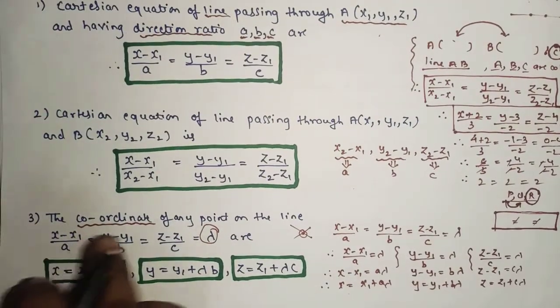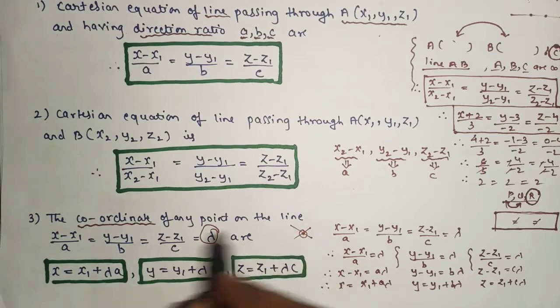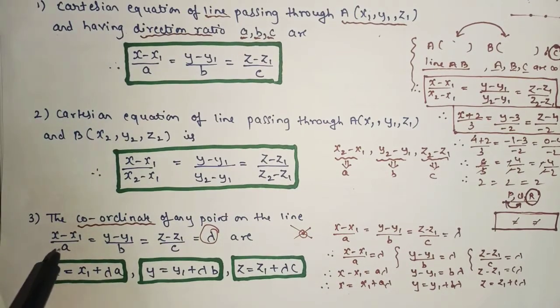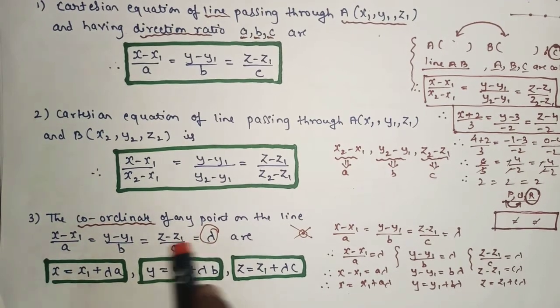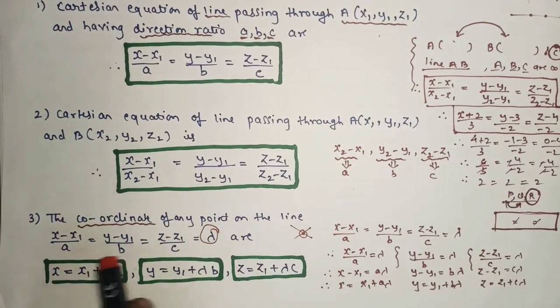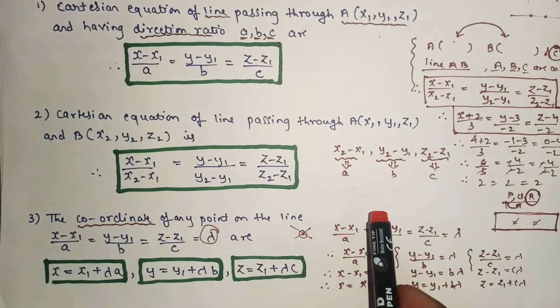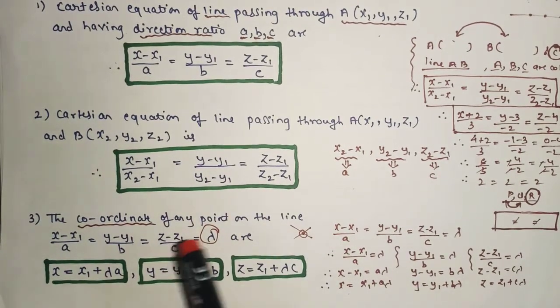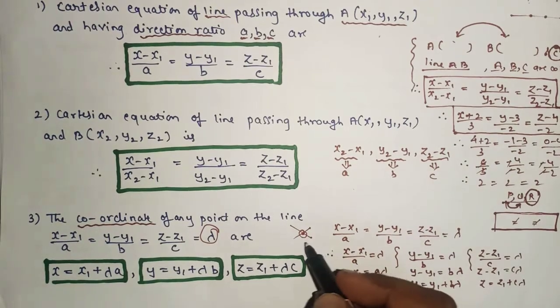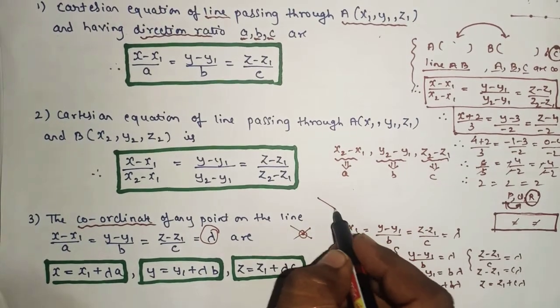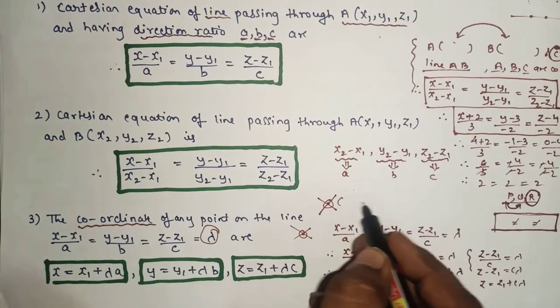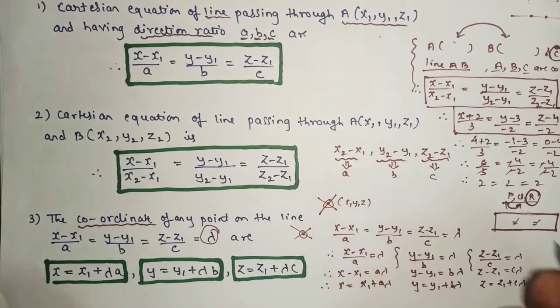So we had applied this concept number 3, the coordinate of any point on the line. Whenever you have two Cartesian equations, for the first one you take each ratio equal to lambda, and for the second one you take each ratio equal to mu. After solving you will get the x, y coordinates for the first equation in terms of lambda, and for the second equation in terms of mu. As we have to show that the two lines intersect each other, in simple language, two lines intersect when their x, y and z coordinates are the same.